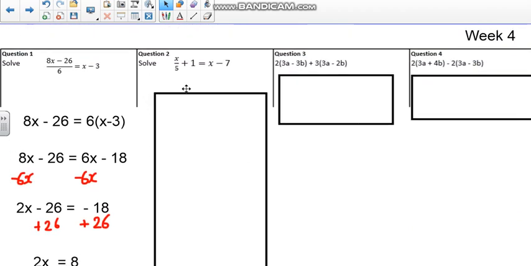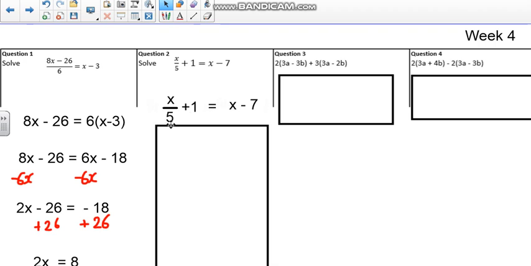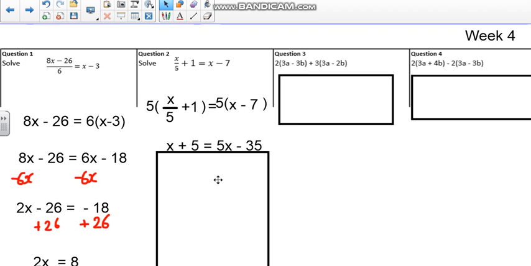This one's slightly different because not everything on this side is divided by 5, only this bit. So I'm going to multiply by 5, but I'm going to do it slightly differently. I'm going to multiply both sides by 5. So this is what it looks like when I multiply both sides by 5: 5 times everything here, 5 times everything here. If I multiply this bracket out, 5 lots of x over 5 is just x, and 5 lots of 1 are 5. And then on the other side, you've got 5x minus 35.